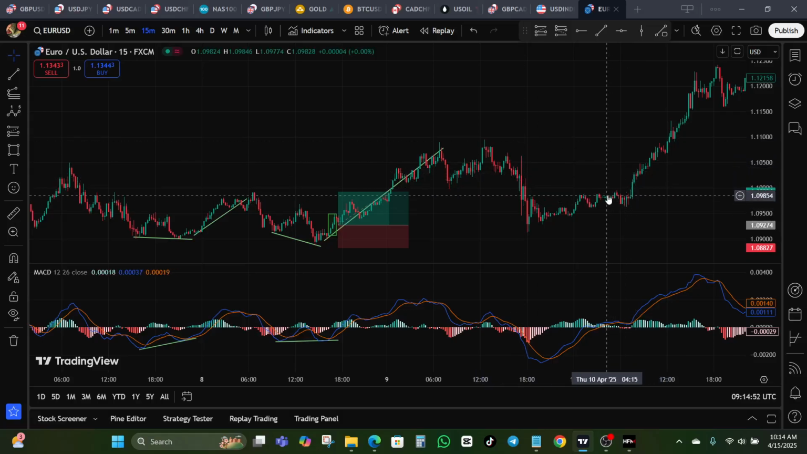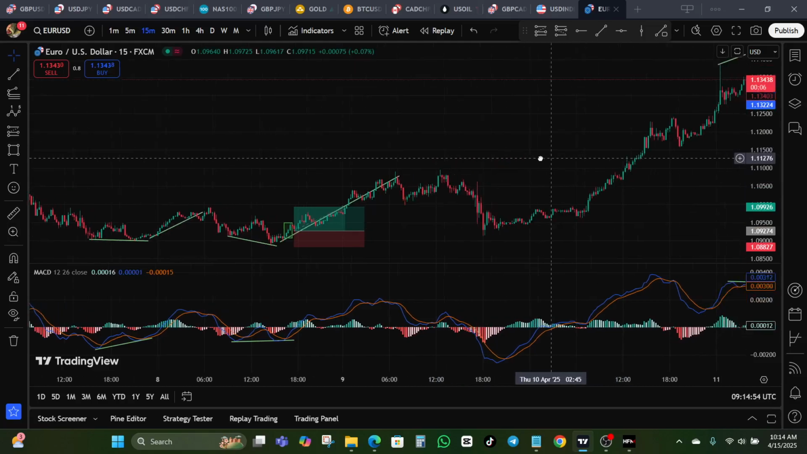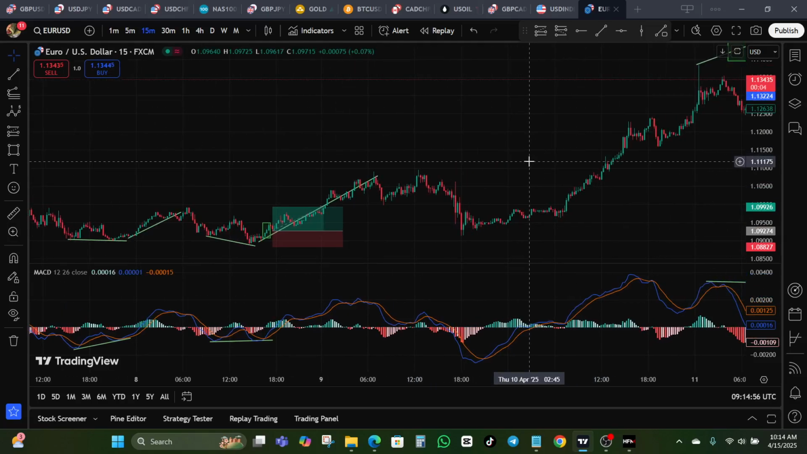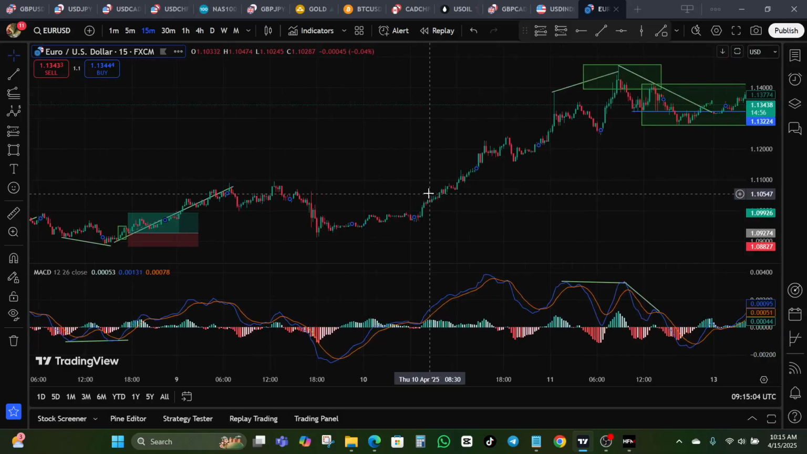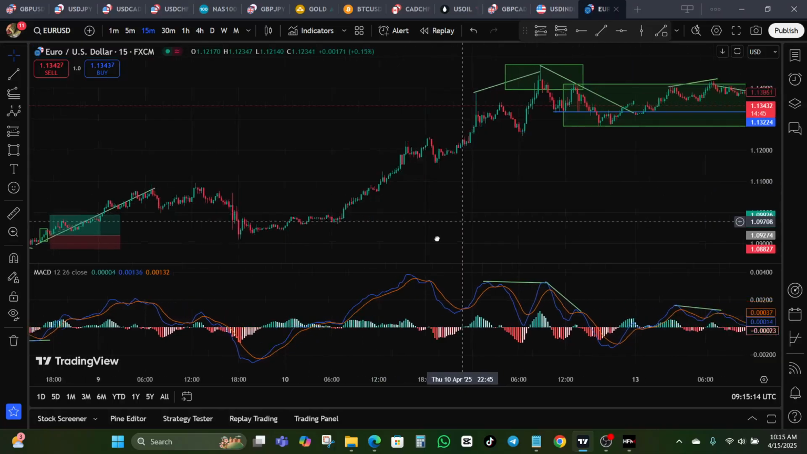The MACD double divergence is a simple yet powerful way to read the story behind momentum. It shows you when the market is lying, when price is pushing, but the fuel behind it is fading. So this isn't just a technical pattern, it's a window into the market's heartbeat. Use it wisely and always combine it with solid structure and risk management.